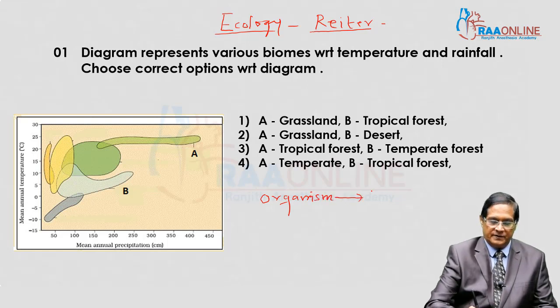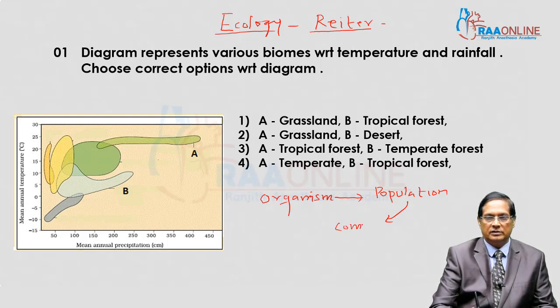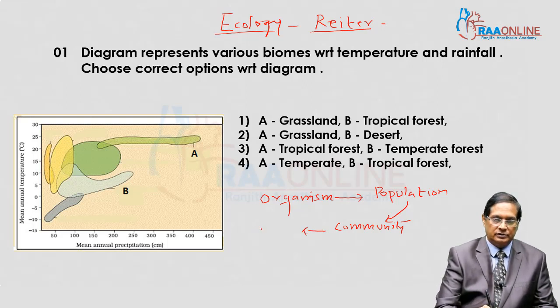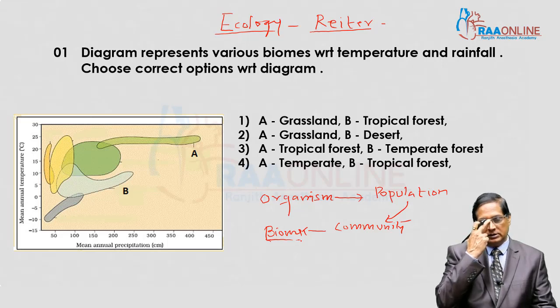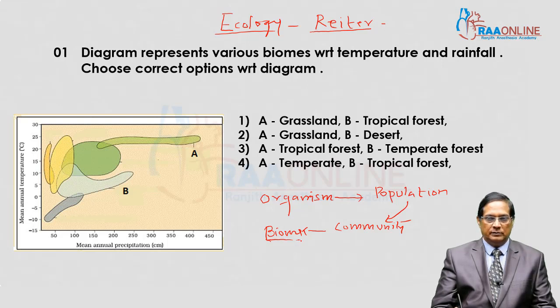Then a group of similar organisms constitutes a population. Different populations in a specific area constitute a community. And different communities in a specific biome. What is a biome? A specific climatic zone with its own flora and fauna. Flora is plant life, and fauna is animal life.